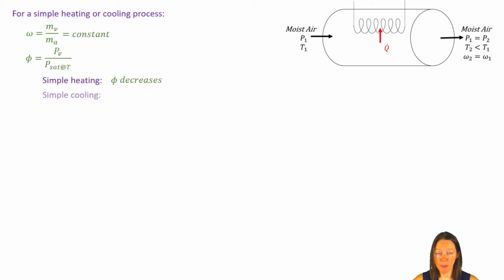Now the relative humidity is a little bit different. For a simple heating process, as your temperature increases, the saturation pressure is going to increase. Since the denominator is increasing, the overall value of your relative humidity is going to decrease. And of course, for a simple cooling process, it'd be the opposite.